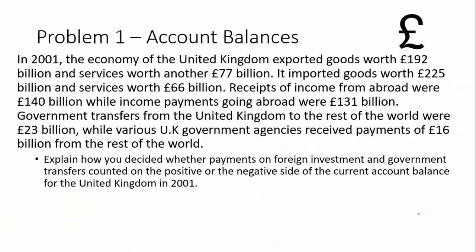And so all in all, it's going to be a total of negative 20 billion pound current balance. Next, finally, explain how you decided whether payments on foreign investment and government transfers out counted as positive or negative on the side of the current balance.